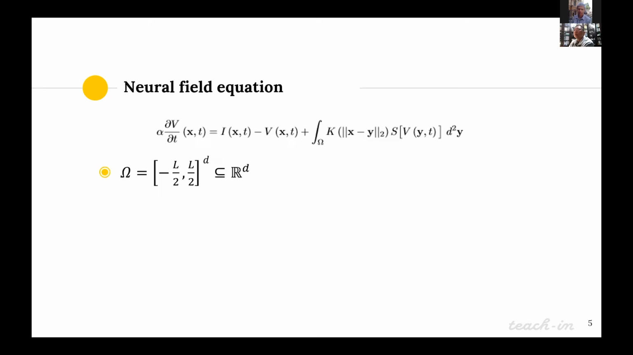So as I already said, the domain omega is a domain in R^D, where D is the dimension. In the case D equals 1, it's just an interval. In the case D equals 2, it will be a square with the center at the origin of coordinates.